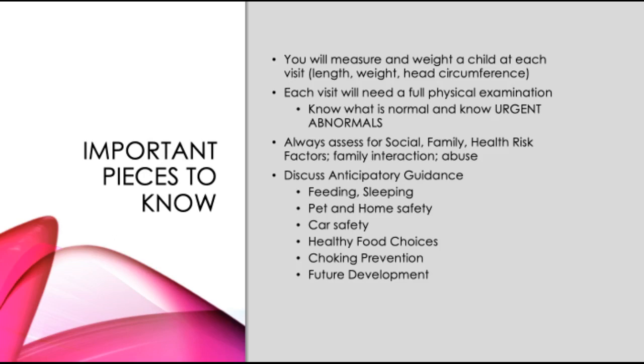You also always want to assess for social, family, and health risk factors, family interaction, and any evidence of abuse. That's an important one. And then when you're discussing anticipatory guidance, you want to discuss feeding, sleeping, pets, home safety, car safety, healthy food choices, choking prevention, and future development. All of those are important topics that a lot of families want you to discuss with them.